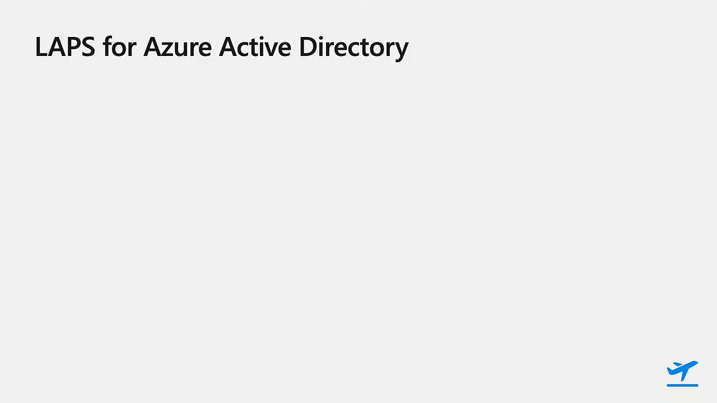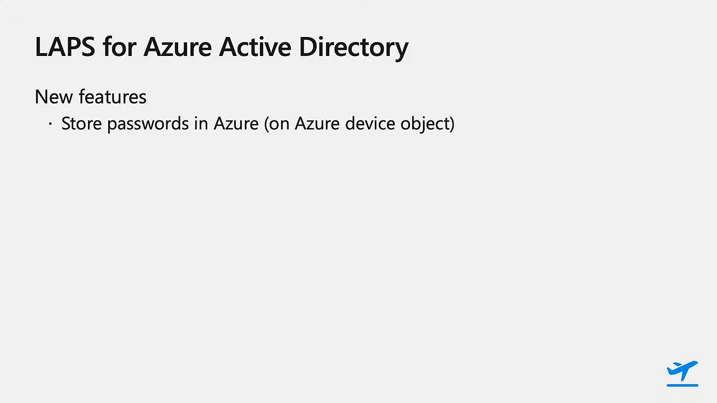So let's go through what we're adding in the LAPS feature space for Azure Active Directory. First and foremost, as I mentioned, the device will now have the capability to store passwords in Azure. These are going to be stored on the Azure device object. And we're modernizing the cloud-based management experience. So what does that really mean?